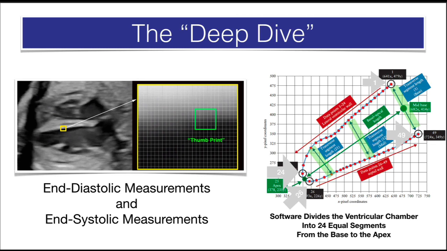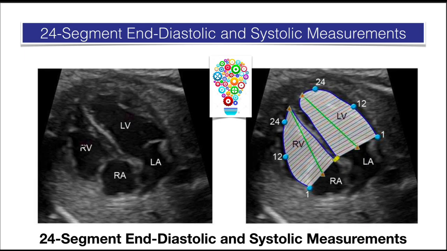Data from the locations of these points from each side of the chamber are used for the computations of the width of 24 segments, distributed from the base to the apex of the ventricle, as well as the length. The 24-segment end diastolic and end systolic widths of the right and left ventricles is a new concept. The graphic on the right illustrates the 24 segments, with segment 1 located at the base, segment 12 located at the midsection of the ventricle, and segment 24 located at the apex. In addition, the length of each chamber can be computed.